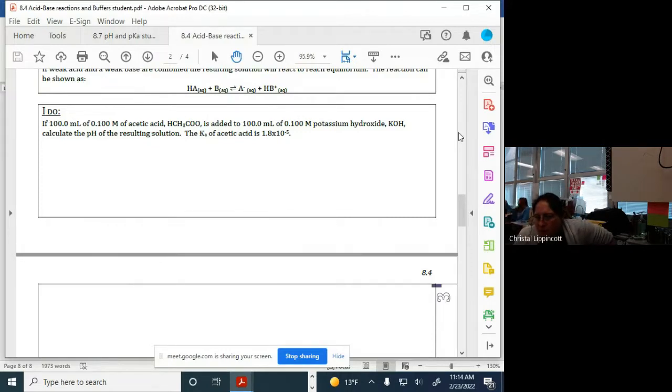So we have 100 mL of 0.1 molar acetic acid. So that's going to be 0.01 moles of this. And it's added to 0.01 moles of a strong base. Okay? We have to do ICE tables, because it's not strong acid with strong base, so you can't use the stoichiometry approach alone.